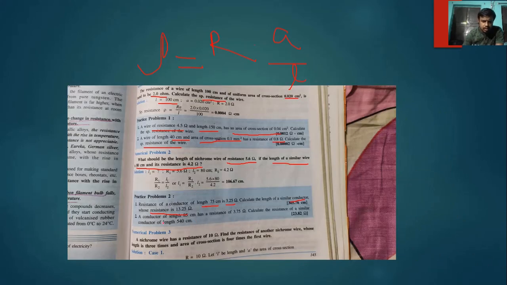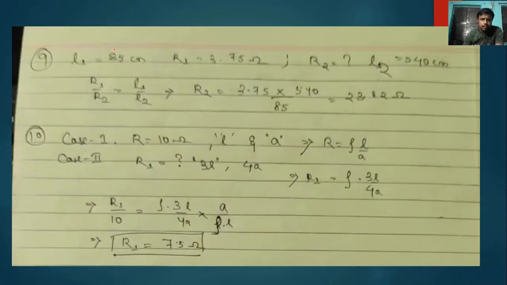In the other question, a conductor of length 85 centimeter has a resistance 3.75 ohm. Calculate the resistance of a similar conductor. Here you have to find R2. L1 is given, 85. R1 is 3.75. We have to find R2, and L2 is 540. By using the formula R1 by R2 is equal to L1 by L2, we'll get R2 is equal to 3.75 into 540 by 85. That would be equal to 23.82 ohm.